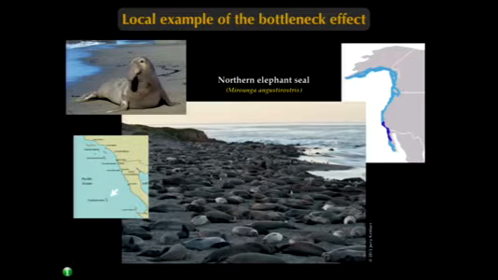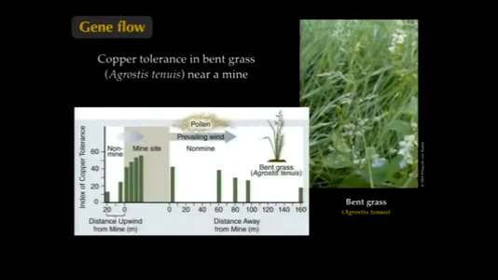But having narrowed to just a couple dozen individuals, you can just think about the loss of diversity and the potential consequences of that on the population. And that's being investigated now. Just give it to you as a quick example of another local bottleneck.